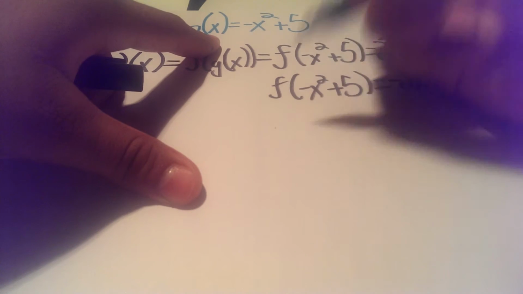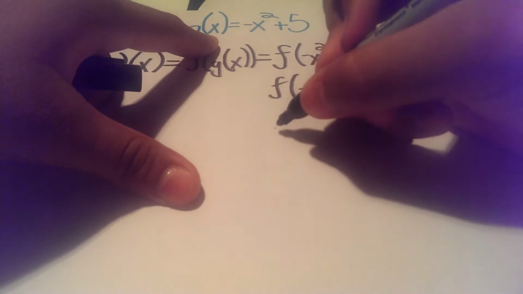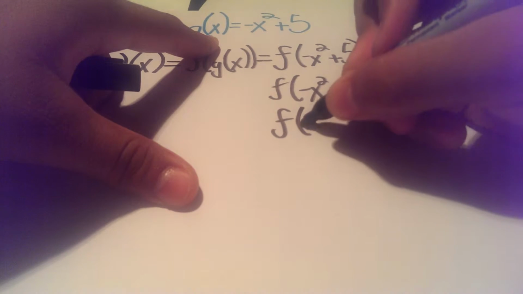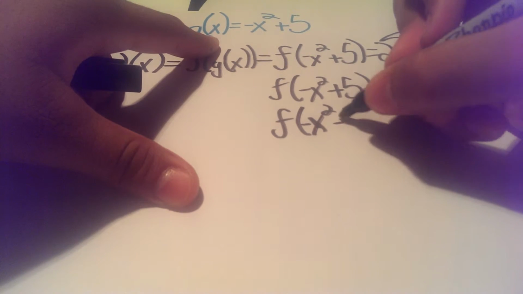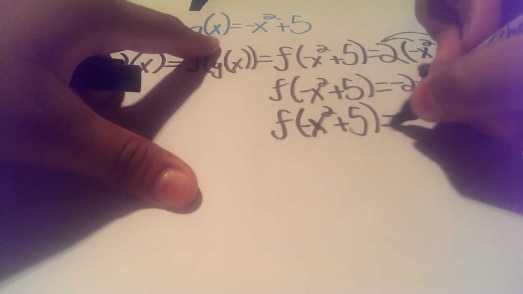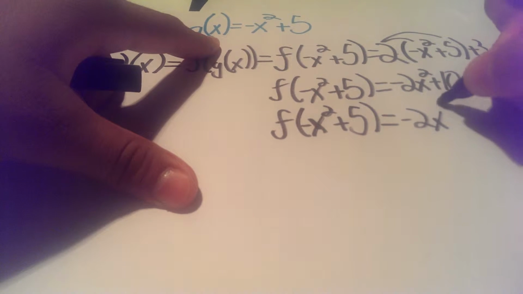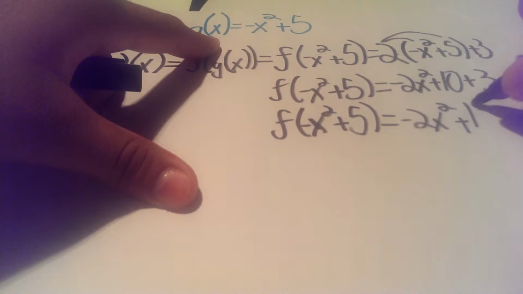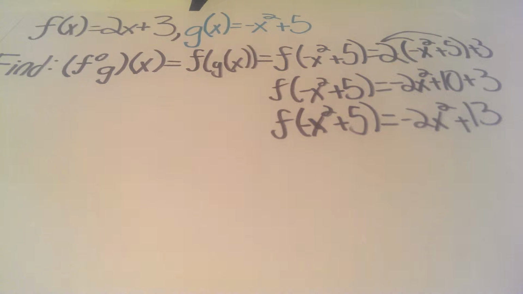Now we combine like terms, and after we combine the like terms, f of negative x squared plus 5 will give us negative 2x squared plus 13. And that would be our final answer.